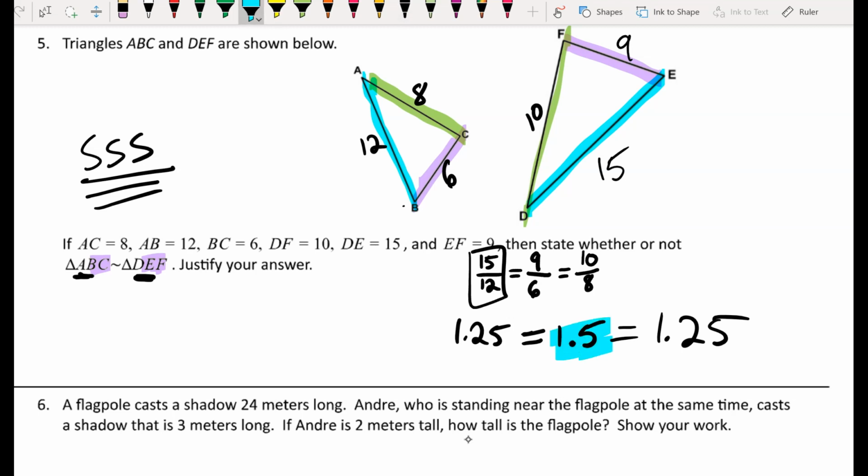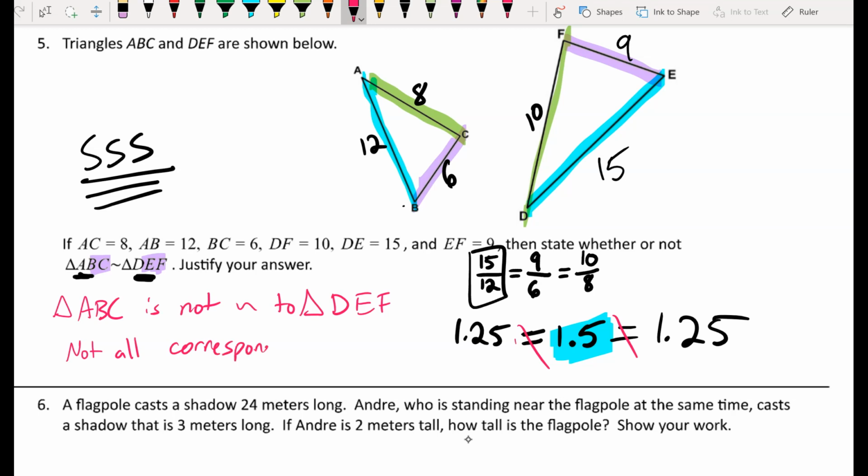The problem is not all my side lengths are in proportion because I don't have a common scale factor between all three of my sides. So my argument here is that triangle ABC is not similar to triangle DEF, and my reason being is that not all corresponding sides are in proportion. So I would need all three pairs of those to reduce to the same common scale factor to prove those two triangles are in fact similar.